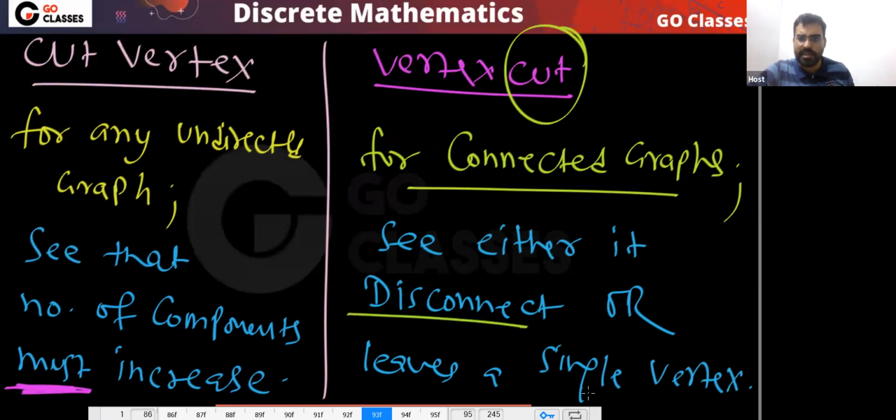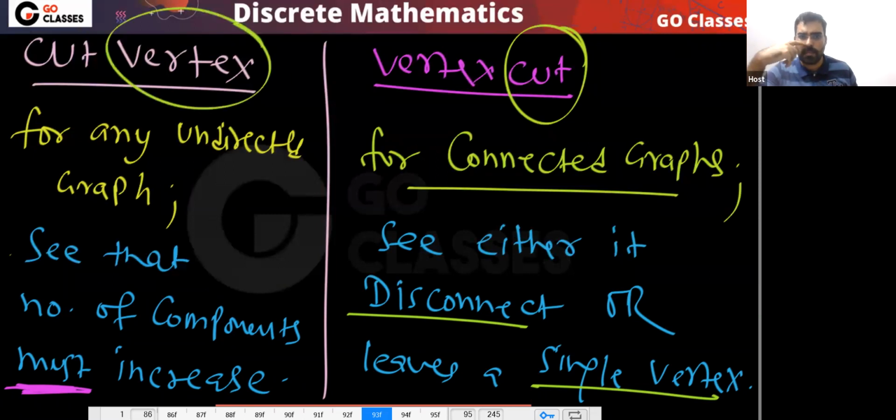Please tell me, is it clear? Cut vertex, vertex cut. Here the focus is on vertex. Okay. Is this clear to everyone? The difference. Let's see some more questions.